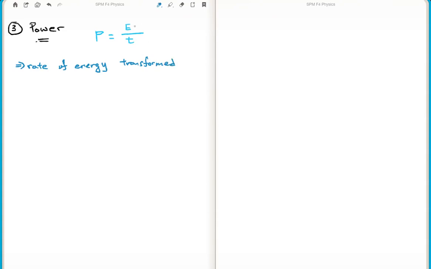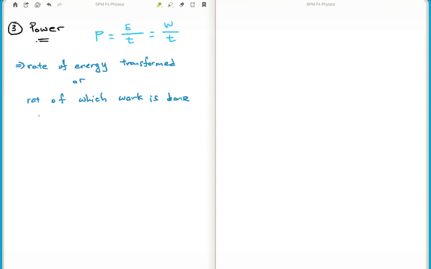Power is how fast energy changes from one form to another, or the rate at which work is done. It's always work per unit time or energy per unit time. Maybe put it the other way, it's also equal to work per unit time. They are equivalent, that's why I put an equal sign.